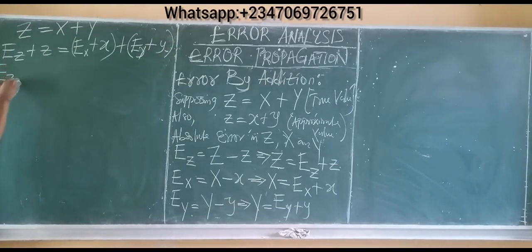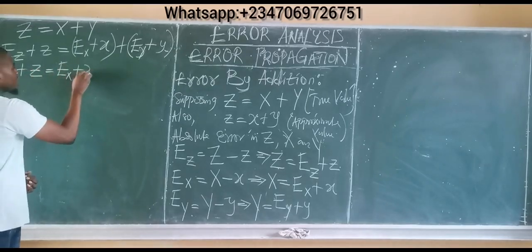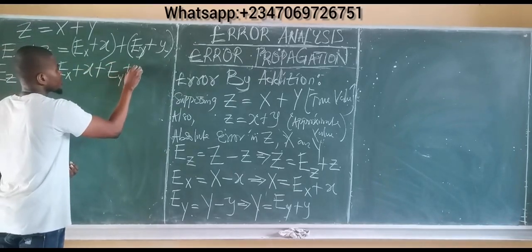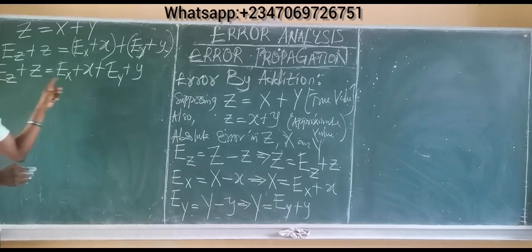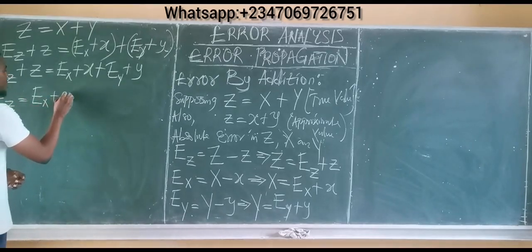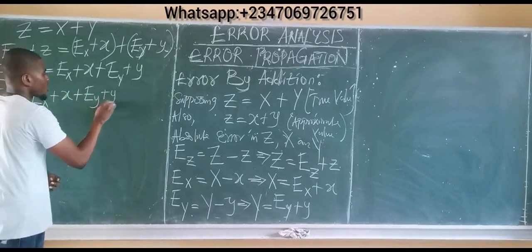So error in Z plus the approximate value of z is going to be equal to EX plus x plus EY plus y. Now let's send the approximate value of z, not forgetting this is the approximate value of z, over to this side of the equation. Therefore, the error in z is going to be equal to error in x plus x plus error in y plus y.